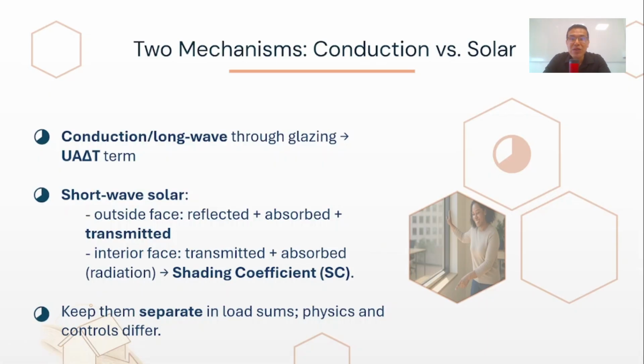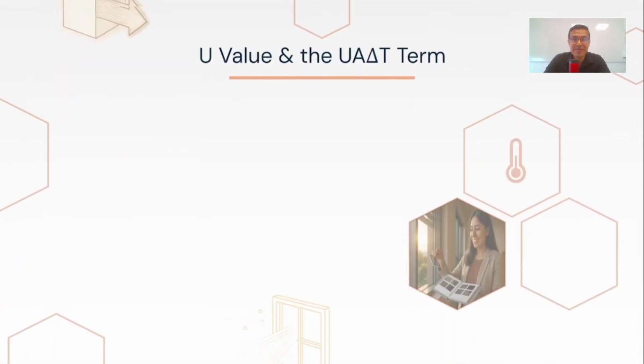Why? Because the physics are different. The solutions are too. You improve conduction by making a window a better insulator, with things like better frames and special glass. You control solar gain with things that block the sun's energy, like coatings, tints, or external shades. Keeping them separate helps you pinpoint the real problem and choose the right fix.